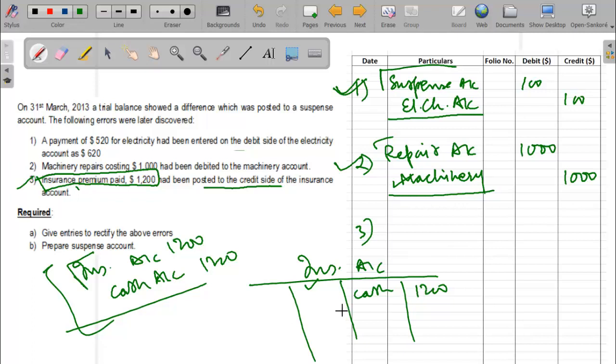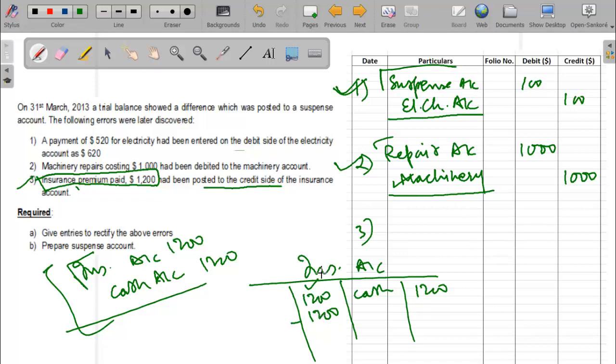To rectify this, first I will write 1200 here. Now see, the balance is coming 0. And now again I will write 1200. And this 1200 is what? That is the original amount, isn't it?